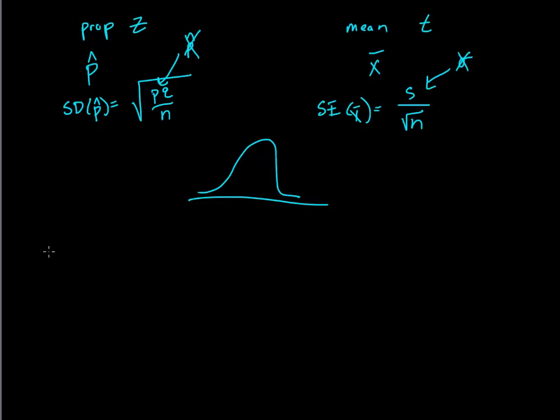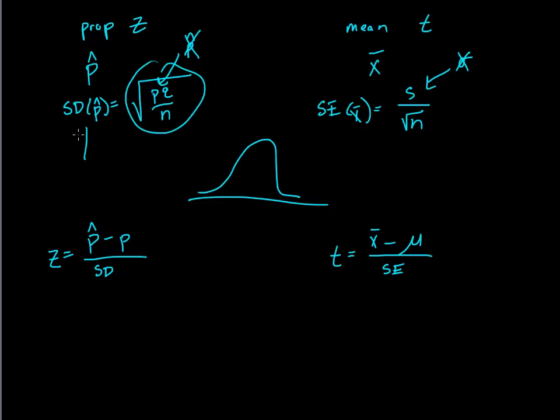Now, with proportions, you need a Z-score. That'd be your P hat minus that true P divided by that standard deviation. With means, you need a T-score, which is your sample average minus the true average divided by that standard error. When you give me these, don't just show this part of it. I need to see this too. I want to see what you're finding. Again, don't just show me this. Show me what that is equal to. Show me that work. I want to see Z equals. I want to see T equals.